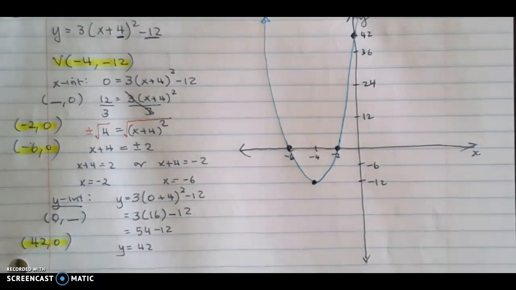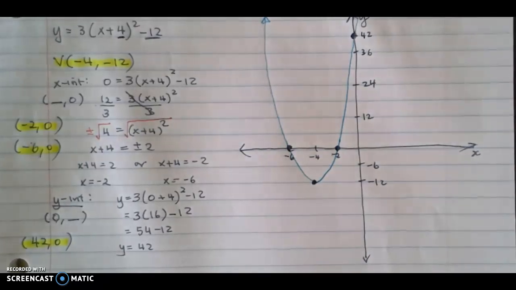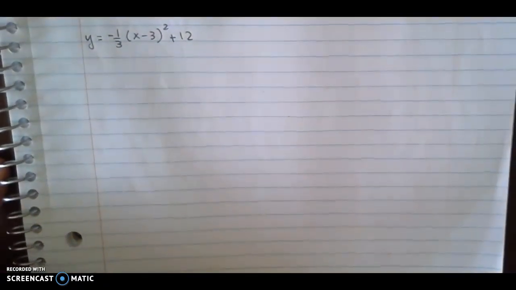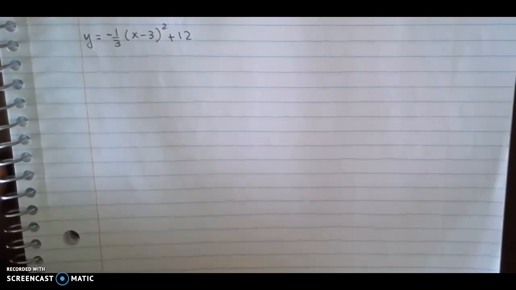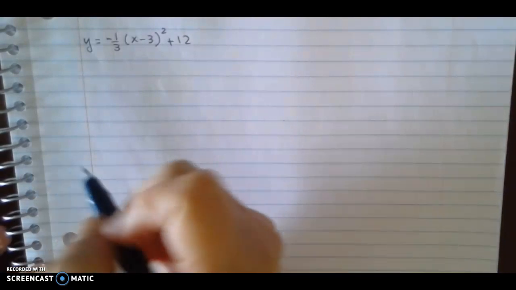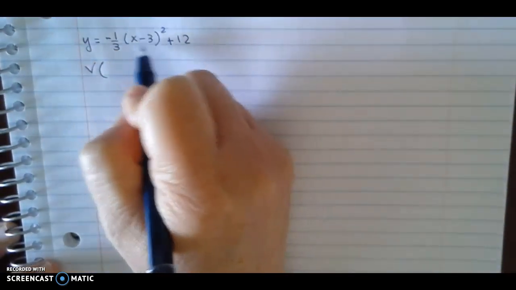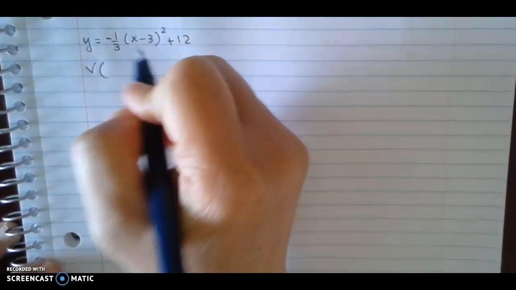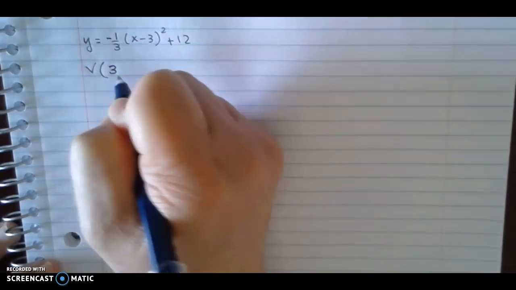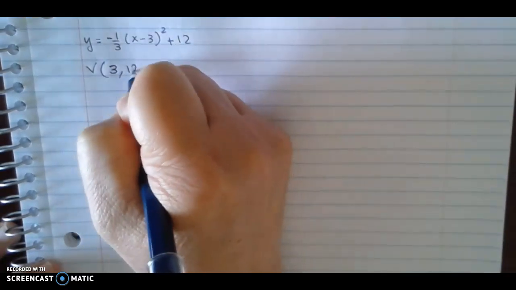Okay, and that's my parabola. Great. I am going to show you another example. So y is negative 1/3 times x minus 3 all squared plus 12. Okay, same process. What is the vertex? It's really easy to find. It's this number because it's already negative 3. So that's going to be the opposite of the number inside the parentheses, 3, comma, 12.